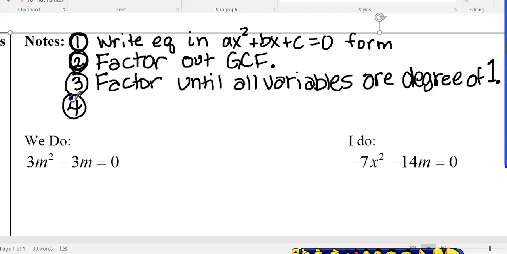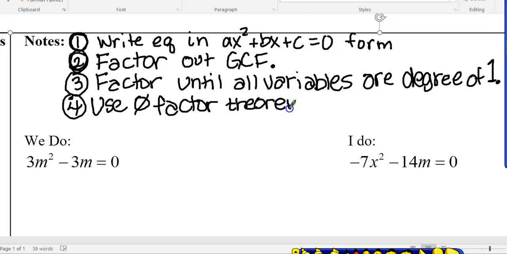In step 4, you're going to use the zero factor theorem to solve the equation.